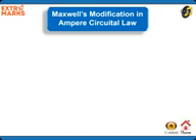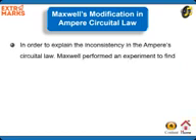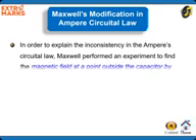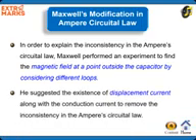In order to explain the inconsistency in Ampere's circuital law, Maxwell performed an experiment to find the magnetic field at a point outside the capacitor by considering different loops. Let's see the experiment performed by Maxwell.